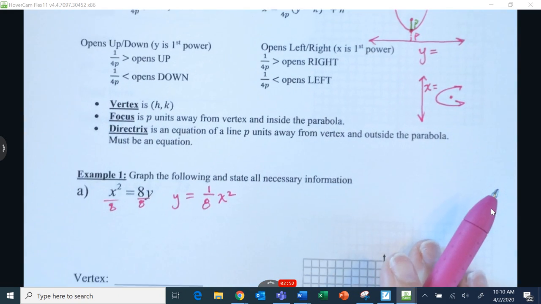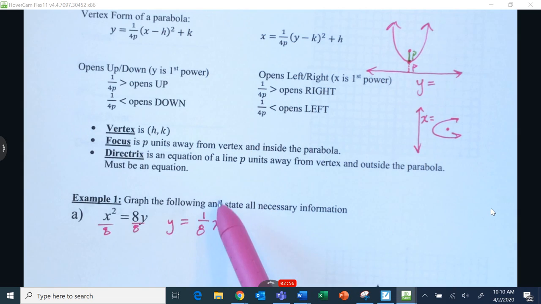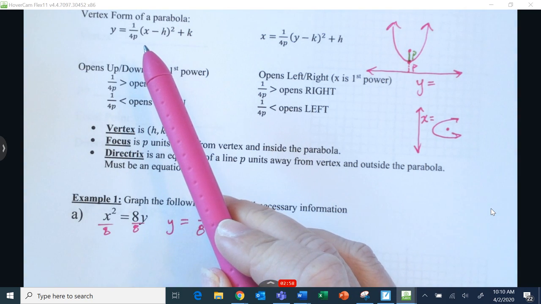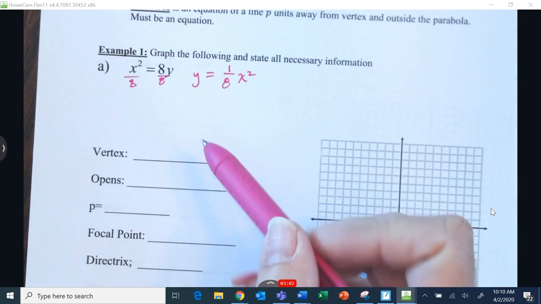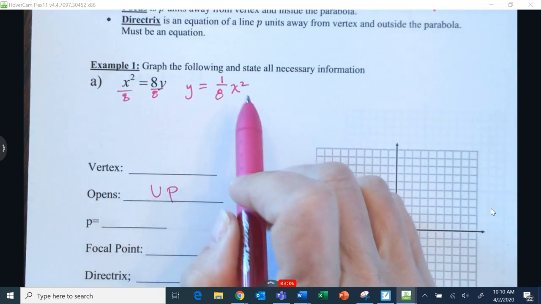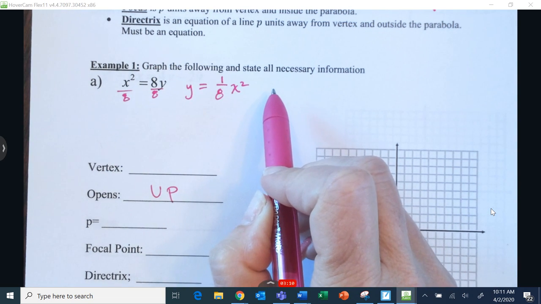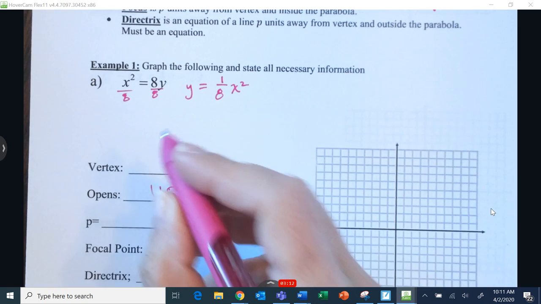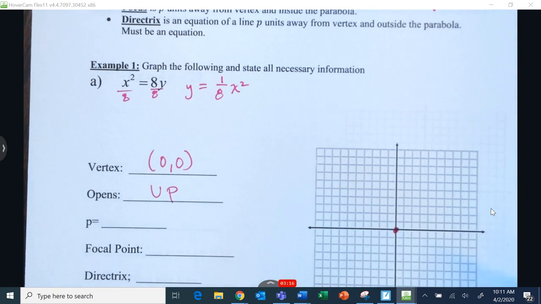We look up here and this one is an up-down parabola. This is a positive number right here, so this is going to be opening up. Our vertex, there's no numbers inside being squared, and there's no k value out here, so it's just (0, 0). Go ahead and graph that.